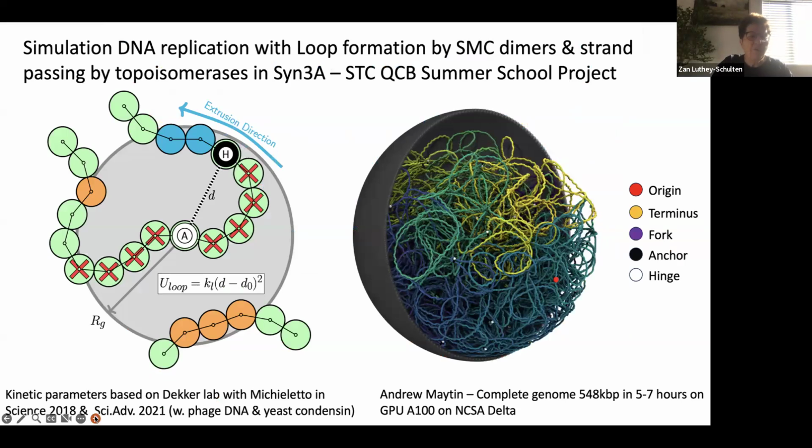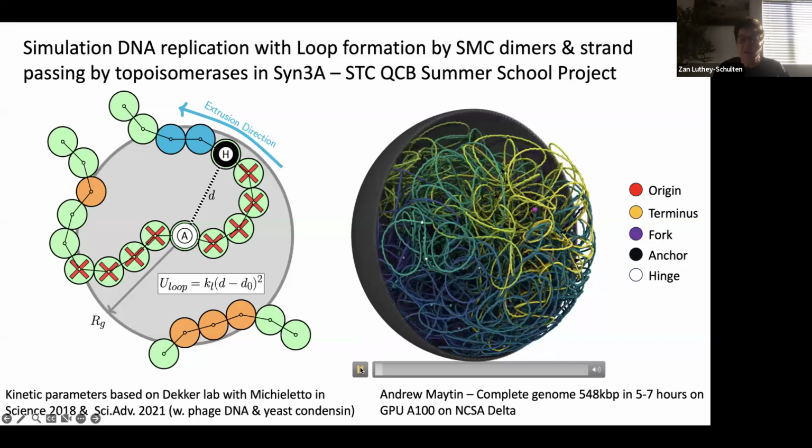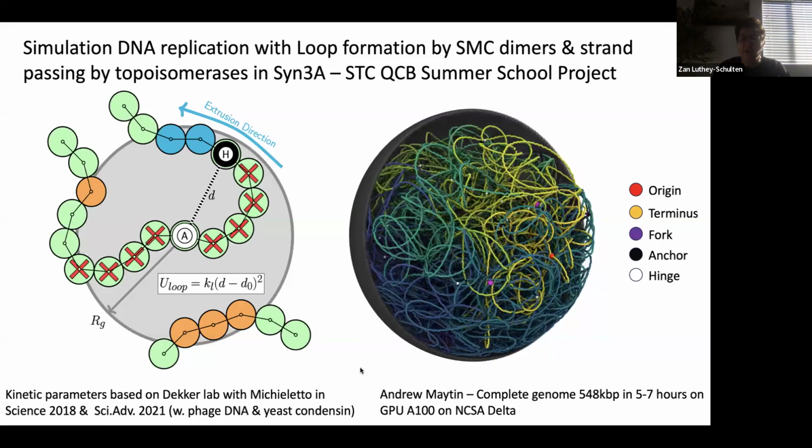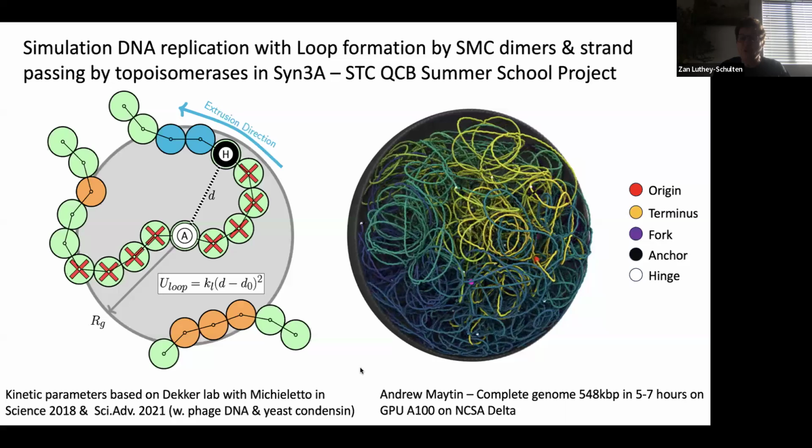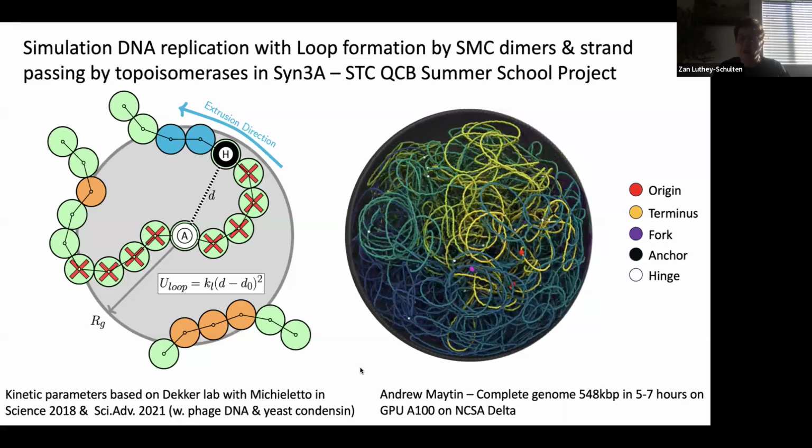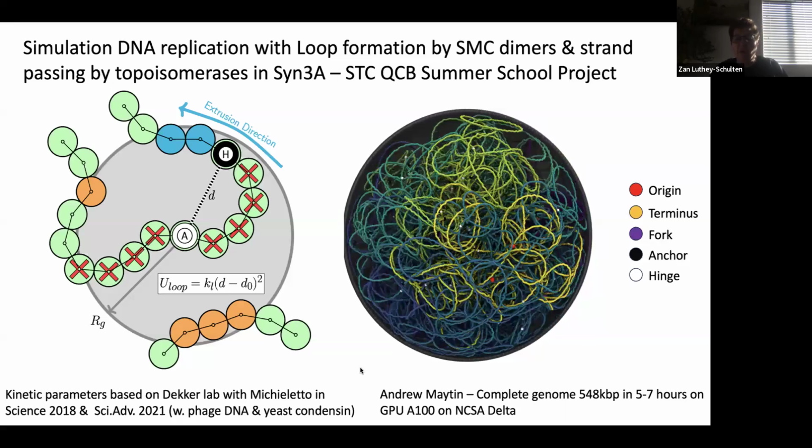So you have an anchor and a hinge place, and then you extrude the DNA, and you have a certain distance that's determined by the SMC loops themselves. And so on the right, you're seeing what happens when we implement it. And this was the work of Andrew Maton. So I'm just showing you some of the hinges and anchors come up.